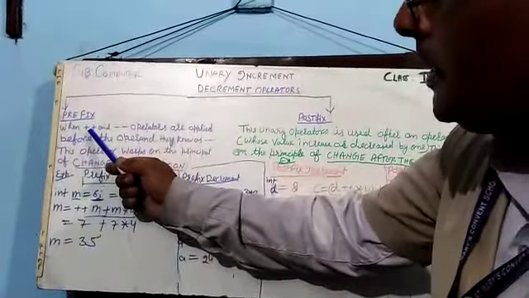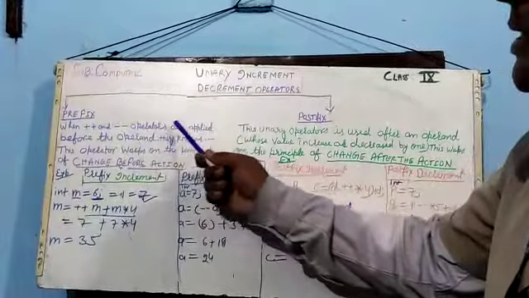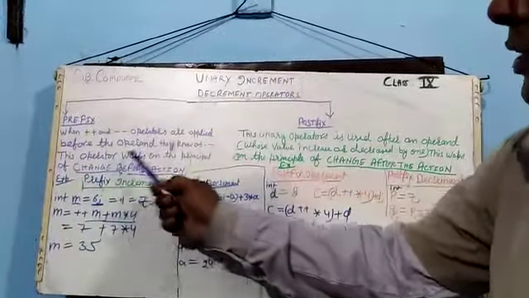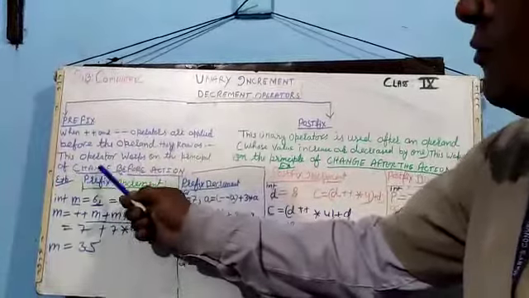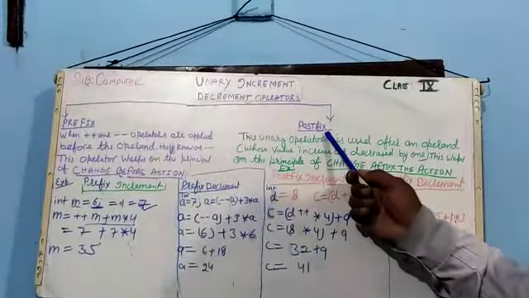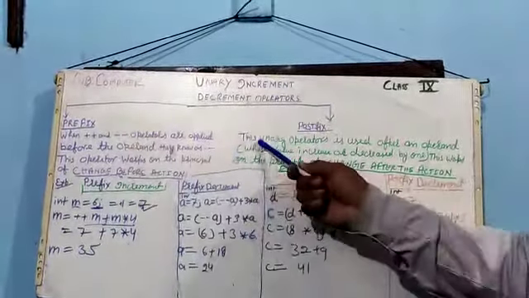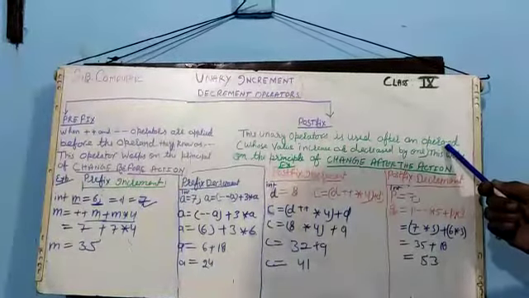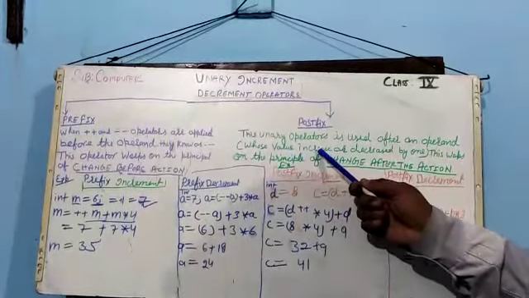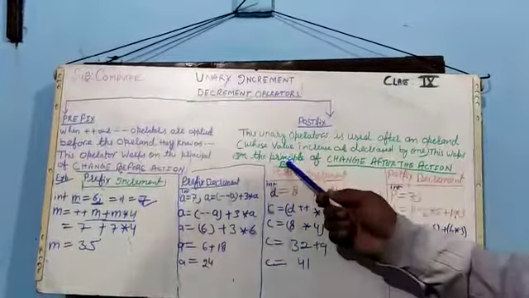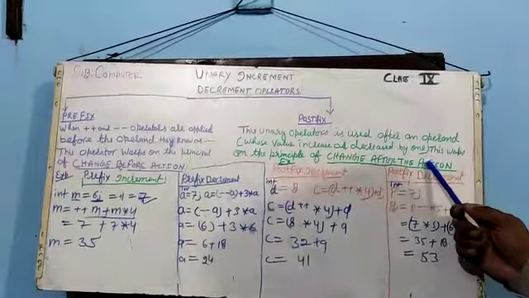When increment and decrement operators are applied before the operand, they are known as prefix. This operator works on the principle of change before the action. And postfix is just the opposite of the prefix. This unary operator is used after an operand, whose value increases or decreases by 1. This works on the principle of changing after the action.